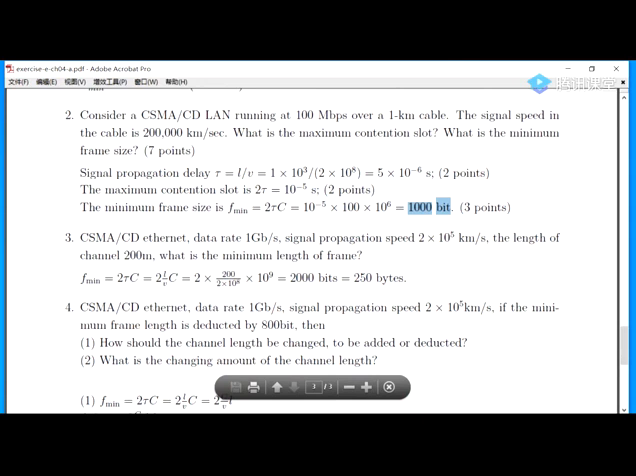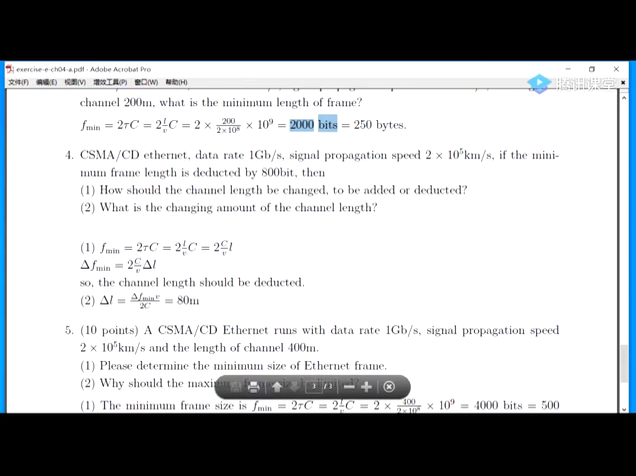Question 3. CSMA-CD Ethernet data rate 1 gigabps. Signal propagation speed is 2 times 10⁵ kilometers per second. Here it's kilo, so here 5. The length of the channel is 200 meters. What is the minimum length of frame? Minimum length of frame is 2 tau times C. Tau is L over V, right? So we get 2000 bits or 250 bytes.